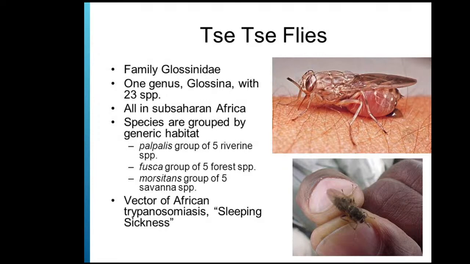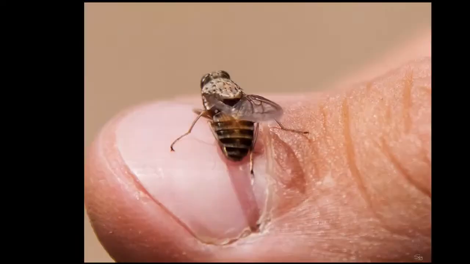So tsetse flies are vectors for African trypanosomiasis, or sleeping sickness. You remember that the distribution of sleeping sickness depends on the geographical distribution of tsetse flies. So the tsetse fly is the specific vector for sleeping sickness. This is the tsetse fly. It lives in some regions of Africa, and in these regions we can be infected by sleeping sickness.